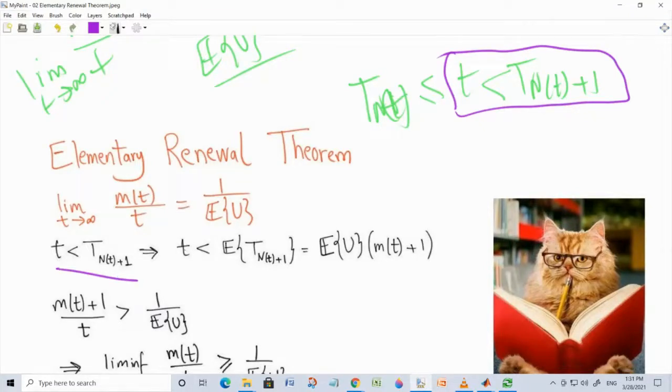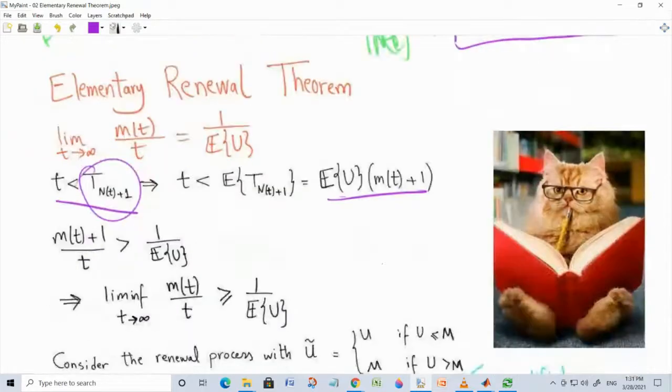So if you take the expectation of t, well, t is just the time instant, it's a constant, and so it is t, and then the expectation of S_{N(t)+1} is this thing that we computed using Wald's identity as the expectation of U times (m(t)+1). Okay, then rearrange the terms so that you get (m(t)+1) over t is greater than or equal to 1 over expected value of U.